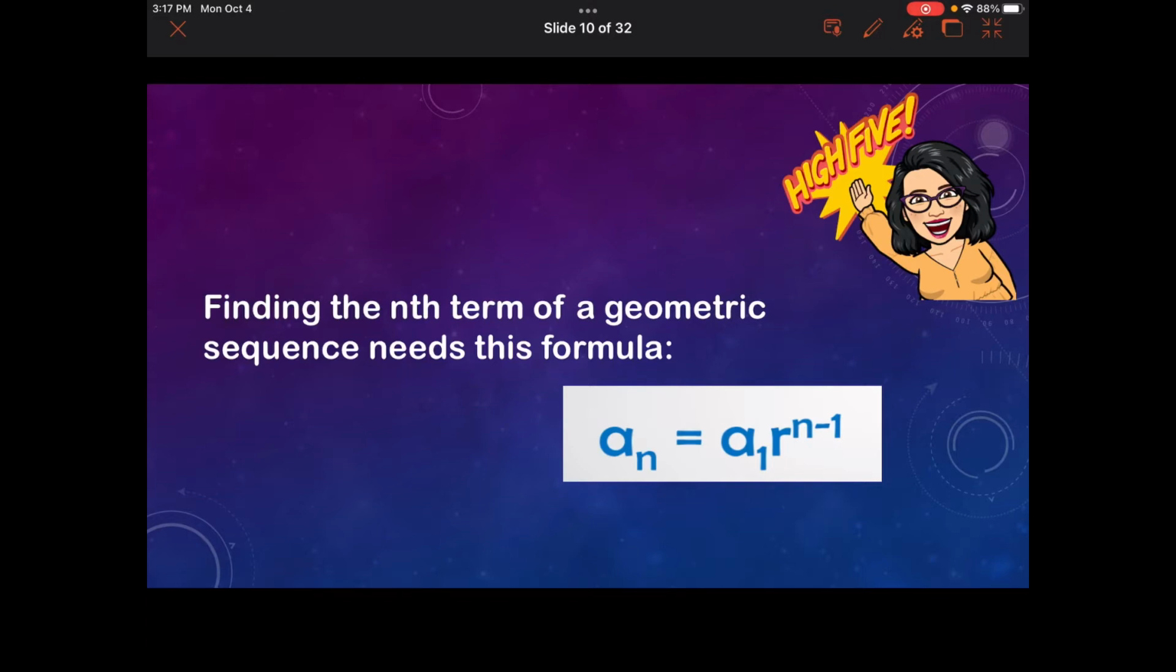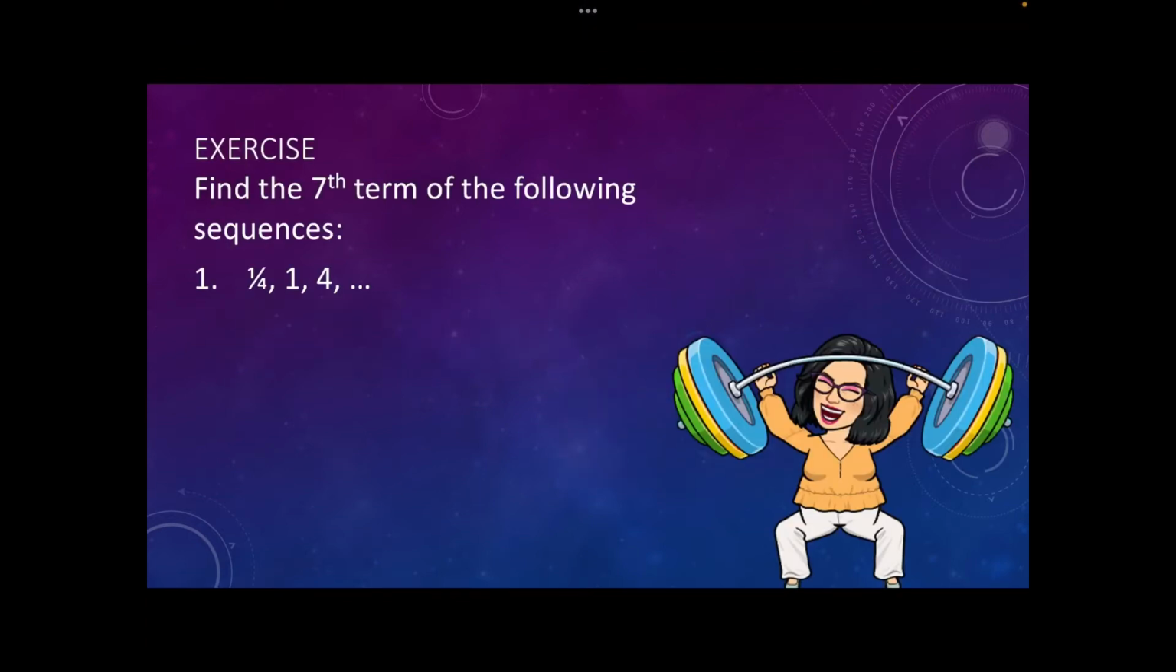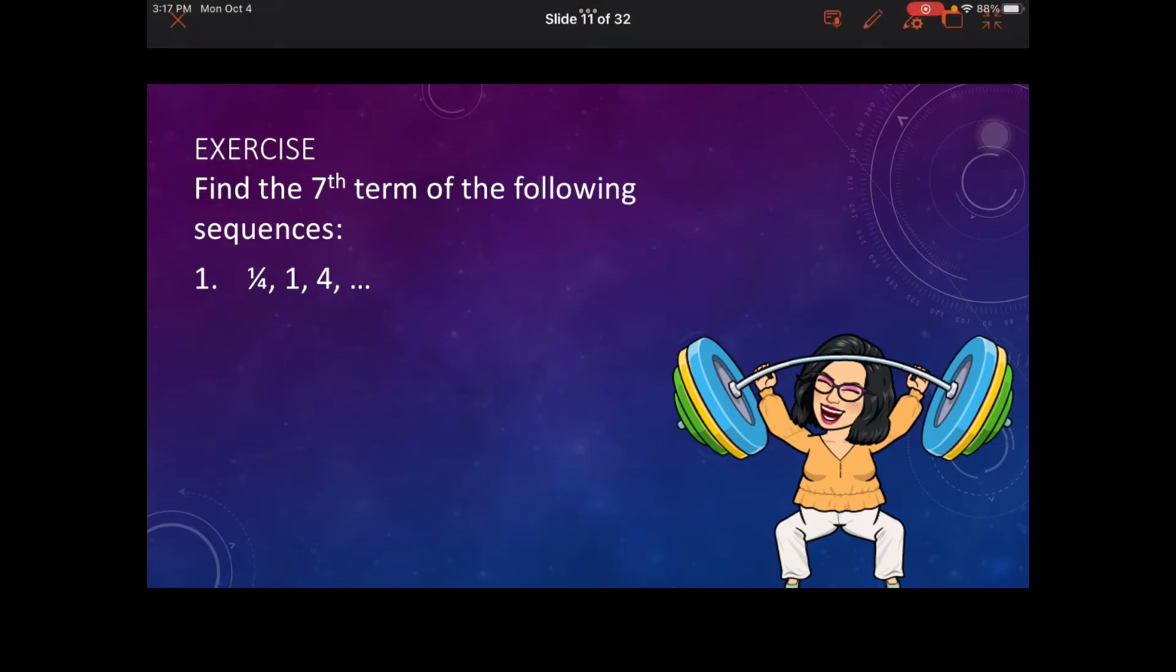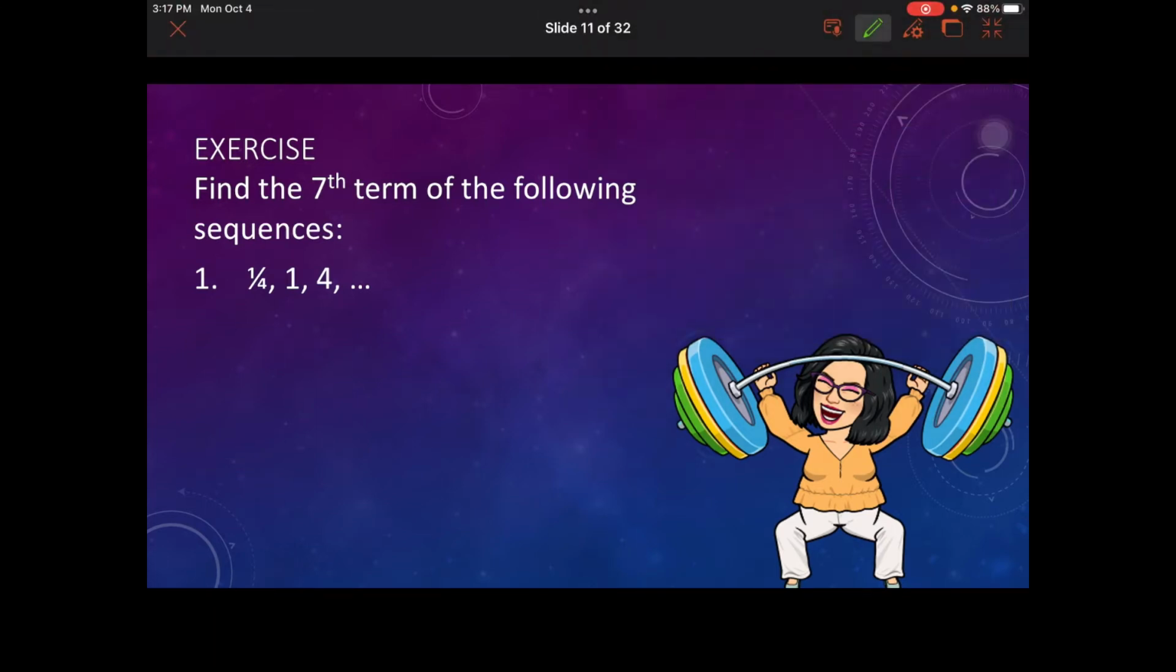Okay? So, gamitin po natin yan. Hanapin daw natin ang 7th term of the following sequences. So, we have 1/4, 1, 4, and so on and so forth. So, paano natin makukuha yan? Let's look for our elements of the formula. Isusulat ko lang yung formula dito ha. A sub n is equal to a sub 1 times r raised to n minus 1.